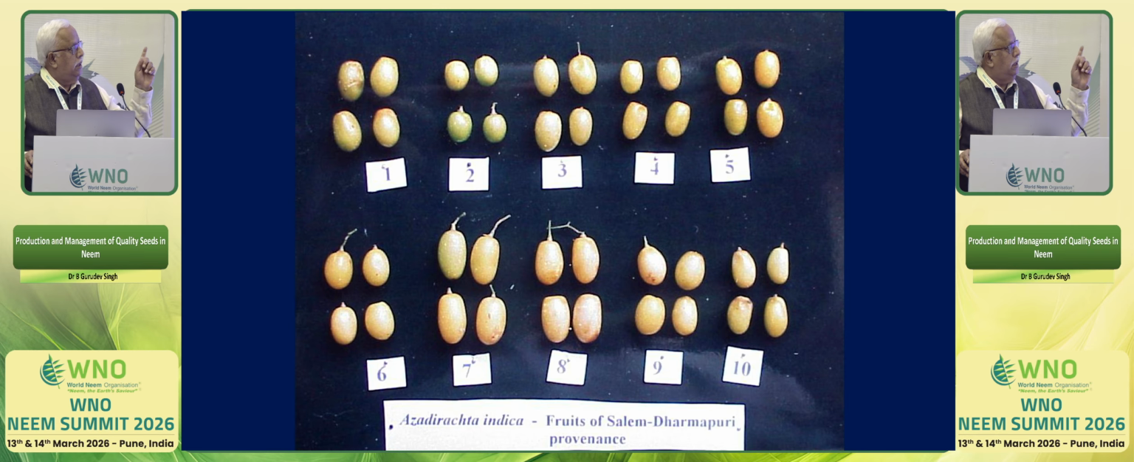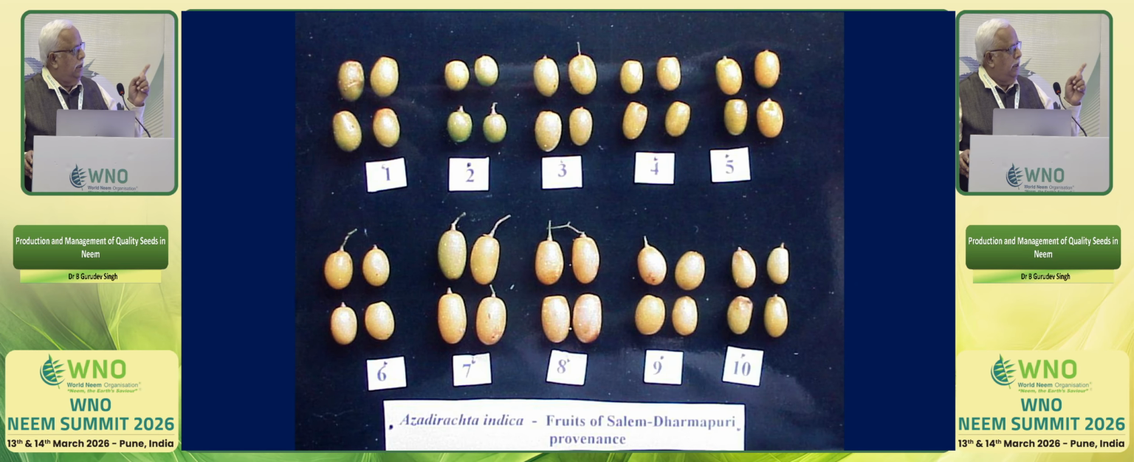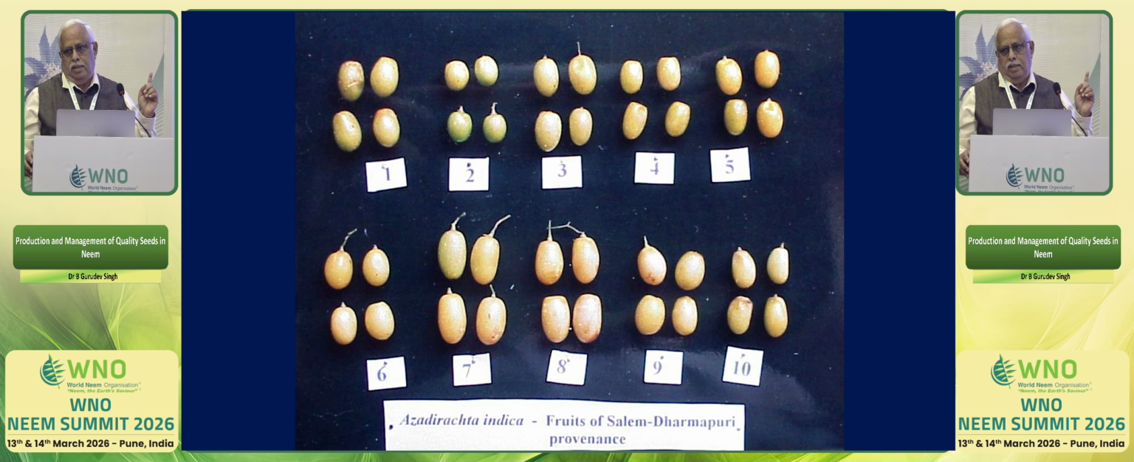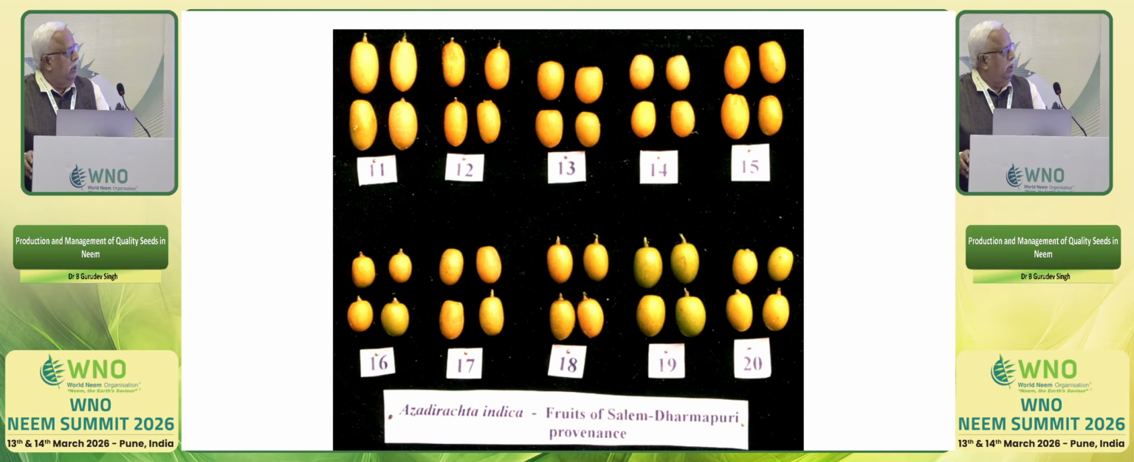And you can see that 1, 2, 3, all these numbers refer to the tree numbers. You can see the variation in terms of the fruit size. So this is 1 to 10, then we have 11 to 20 trees. They are all from the same place, that is between Salem and Dharmapuri in Tamil Nadu.